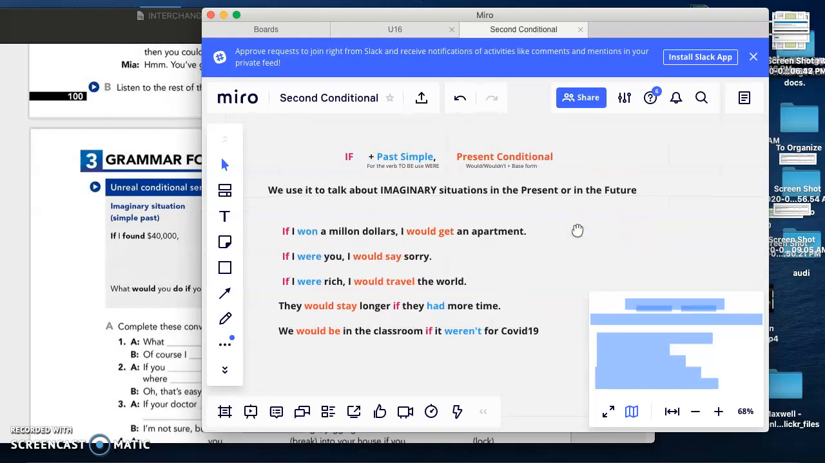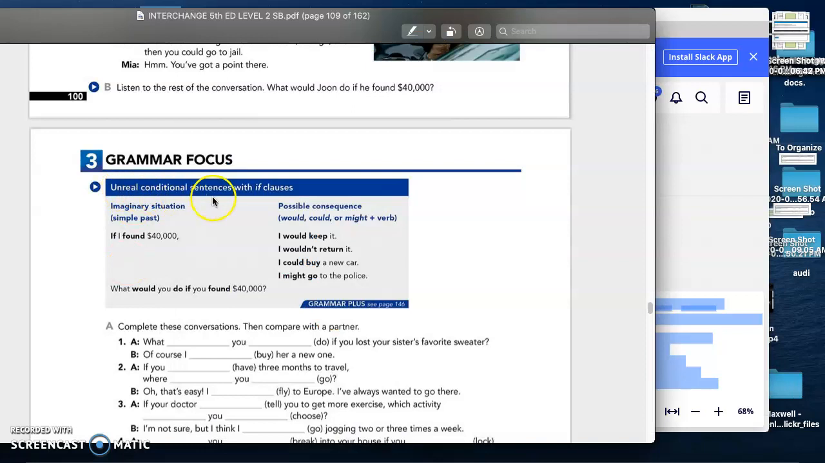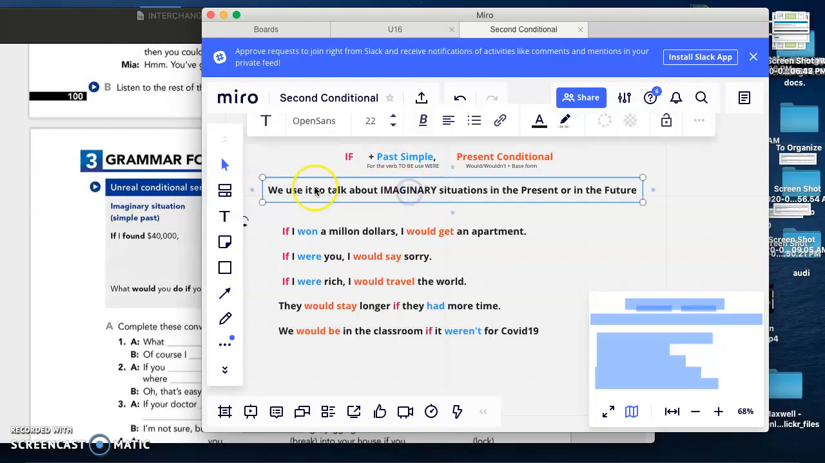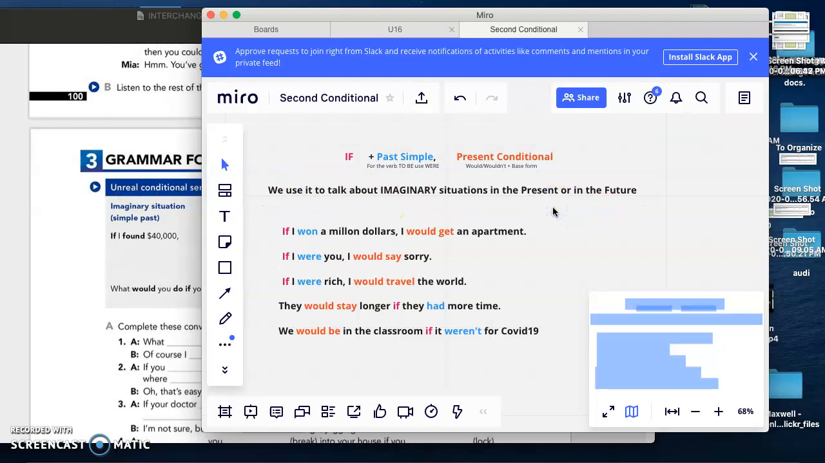So the first thing that I'm going to say is that we use the second conditional. We use this conditional on unreal conditional sentences with if clauses to talk about unreal situations. So imaginary situations in the present or in the future. So what does this mean? This means that what we are talking about is not real. It's something that we created, something that we made up, that we invented. So basically, it's something that doesn't exist. It's just an imaginary situation, of course, in the present or in the future.